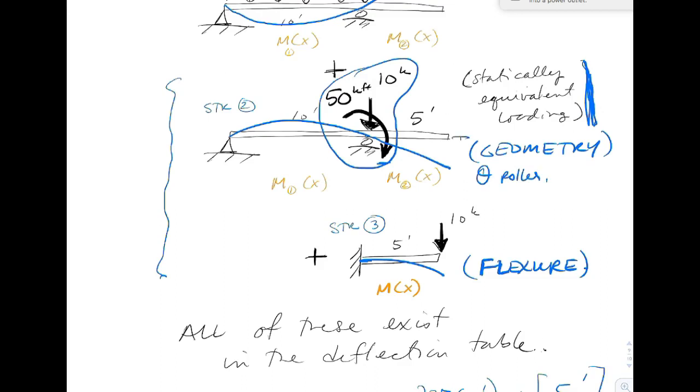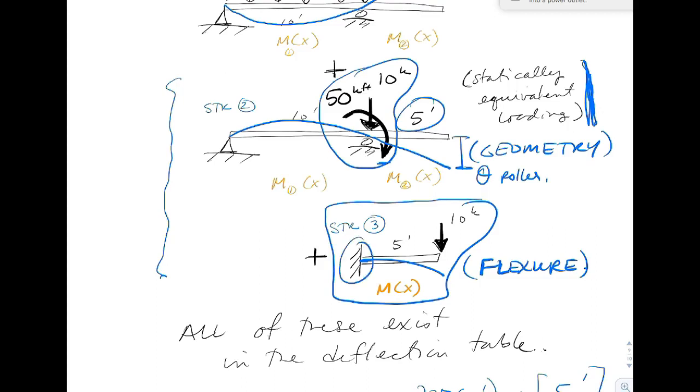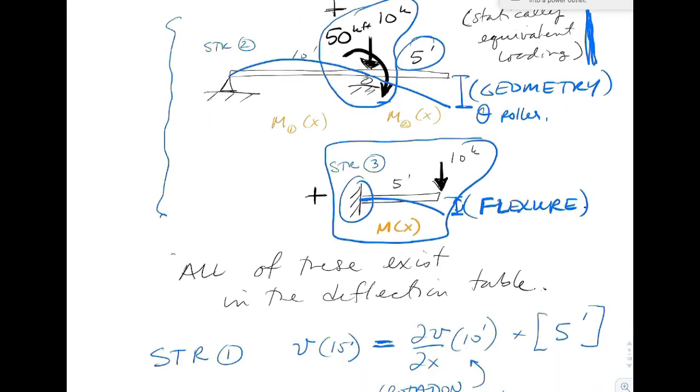That theta at the roller is going to be multiplied by the 5 feet to get us out to the end of the beam. And then we have to add in flexure, which we isolate by analyzing the last 5 feet as if it were fixed. It's not exactly fixed, but we can capture just the flexure. So that's the benefit of doing it this way: we can use the deflection tables.